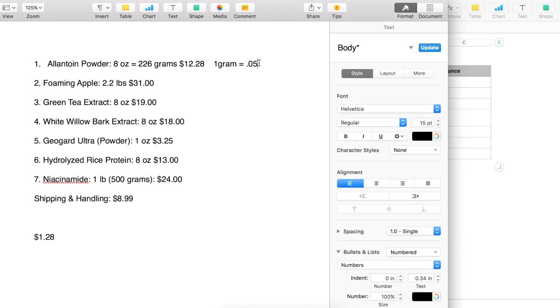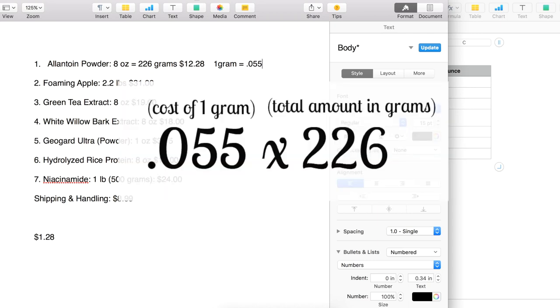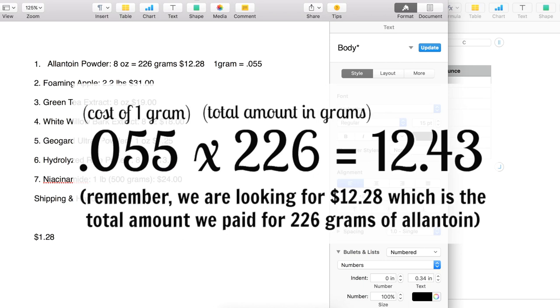So what we need to do next is add a 5 at the end, because it's half of a penny. Because right now it's 5 cents. So now we're adding a half to the penny. I know, it goes down to the very slightest decimal, but you don't want to cheat yourself. So now what we're going to do is 0.055 times 226. Now this equals 1243, so it's over a little bit.